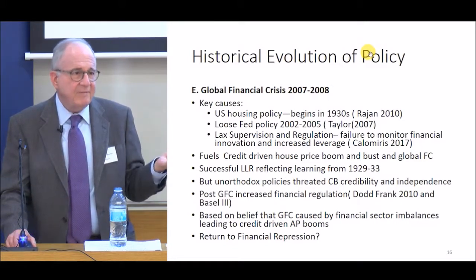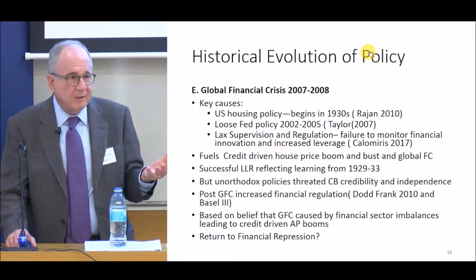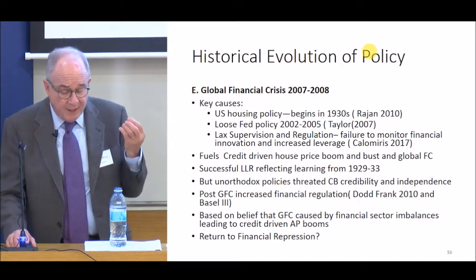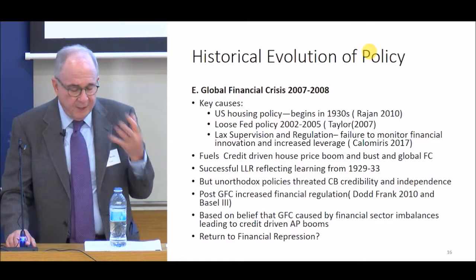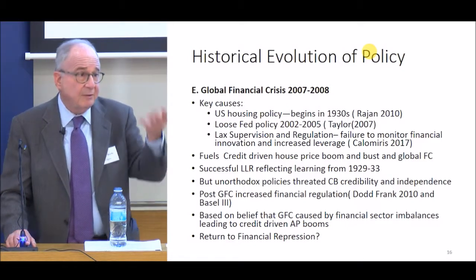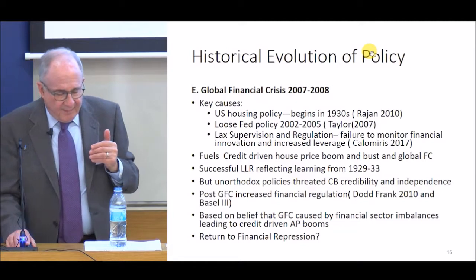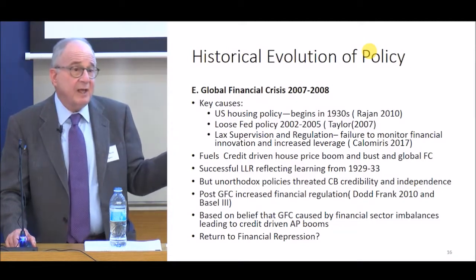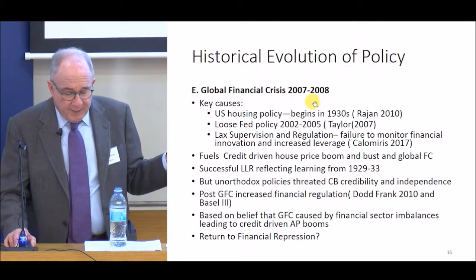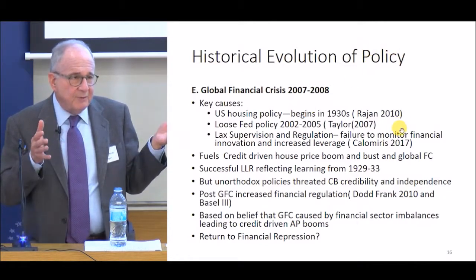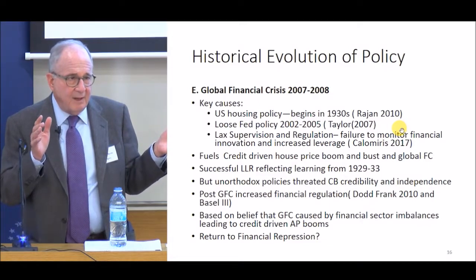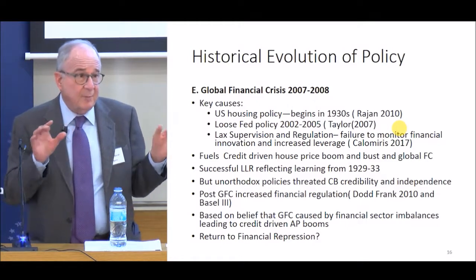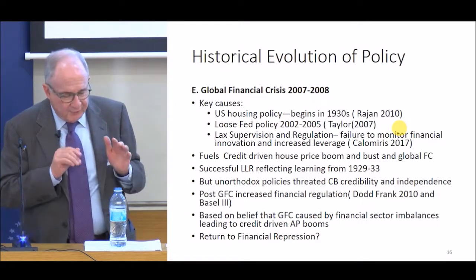That there's financial innovation taking place, and the financial authorities are just not on the stick. They aren't really monitoring it and dealing with the increase that occurred in leverage. And so you get this credit-driven asset price boom and a bust and a global financial crisis. Now, what happens in 2007 and 8 is you don't get a repeat of 29 to 33. You don't get the Great Depression because central banks had learned to be lenders of last resort.